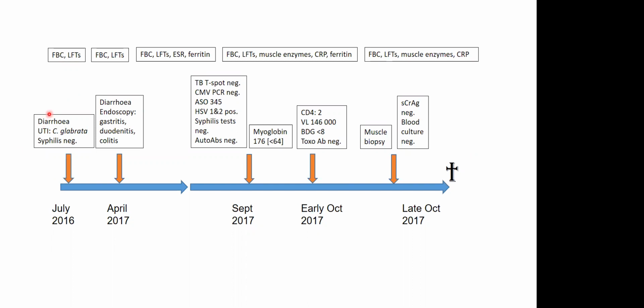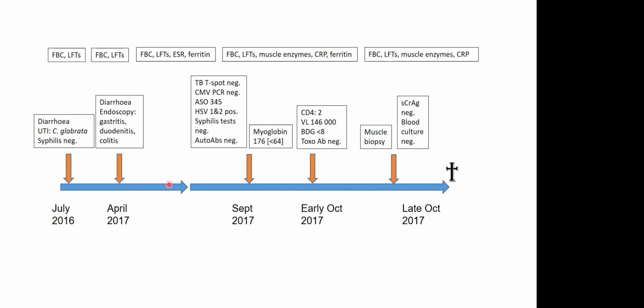So it seems that she probably started in July 2016 with diarrhea, because there was a request for stool MCNS and the stool was loose. Syphilis was tested for. A bit later, somewhat later actually, the next year, again it seems she had diarrhea, and she had endoscopy, which showed basically inflammation throughout the gut.